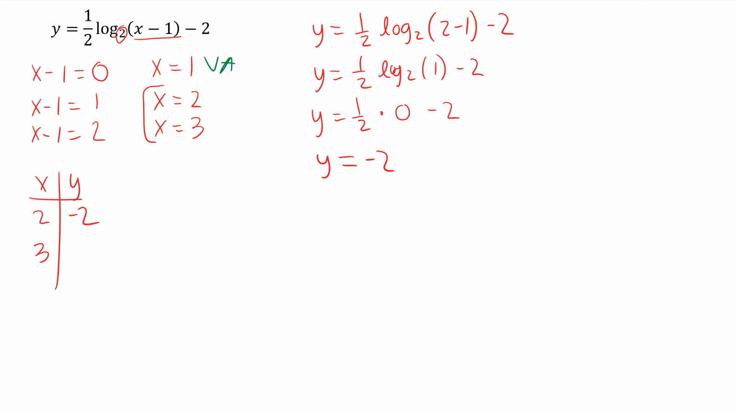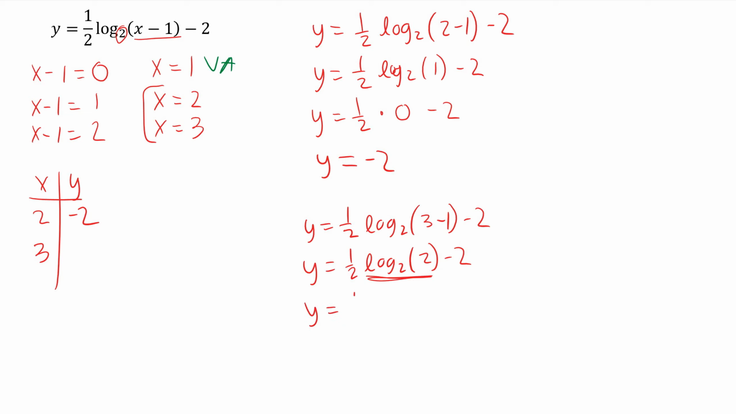Now let's plug in our other x to find the last point that we need. Y is equal to 1/2 times log base 2 of 3 minus 1, minus 2. So we'll solve inside the parentheses, log base 2 of 2 minus 2. So this is going to be 1. Log base 2 of 2 is 1. Y equals 1/2 times 1 minus 2. So y is equal to negative 3/2.